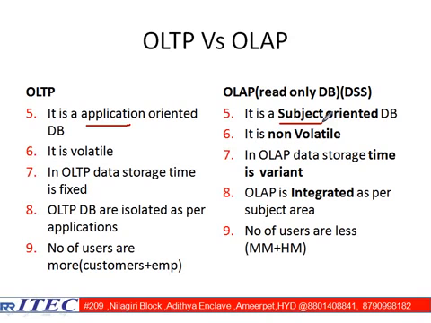How many OLTPs will be available? How many OLAPs will be available, sir? OLTPs may be what, sir? N number. How many applications are available, that many OLTPs may be available. At least two things they need to maintain. One is for the CRM. One is for ERP. At least two things they need to maintain.